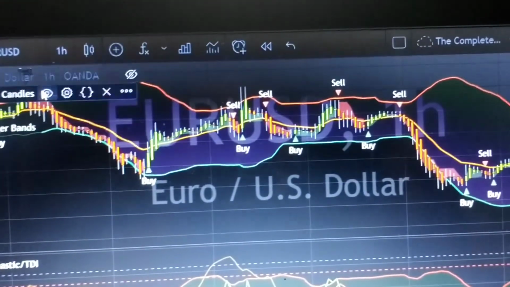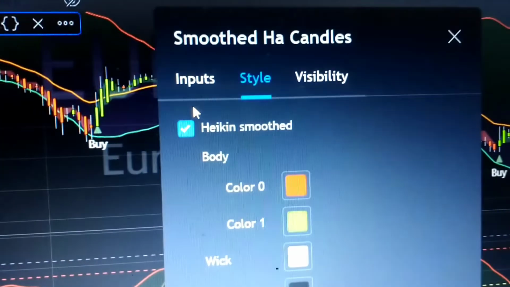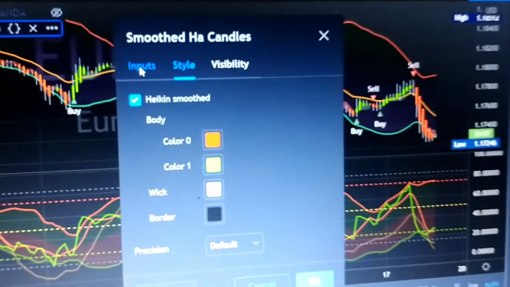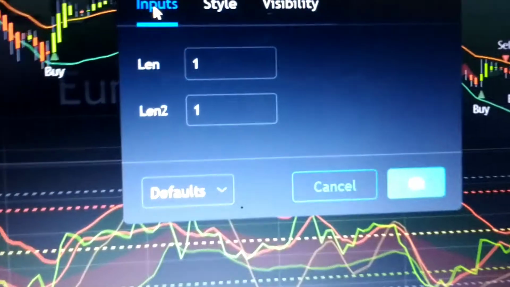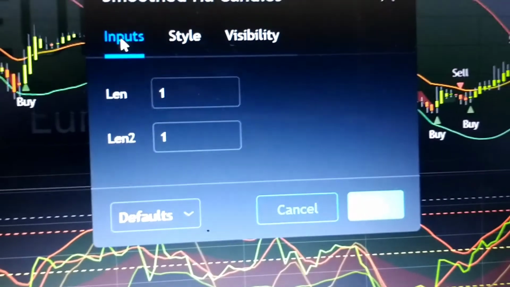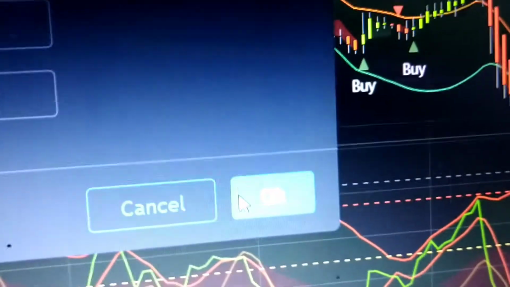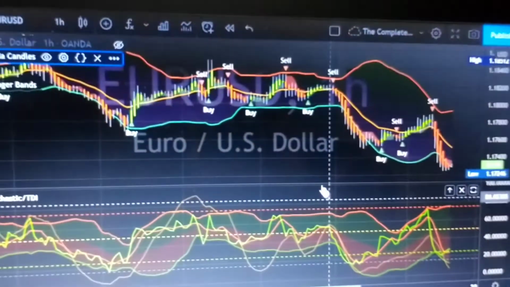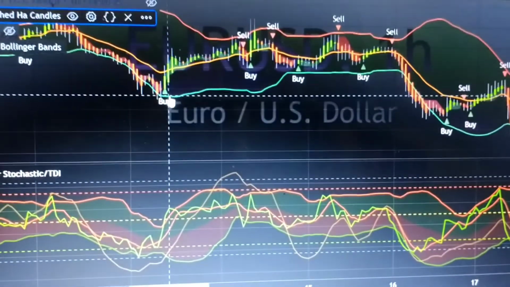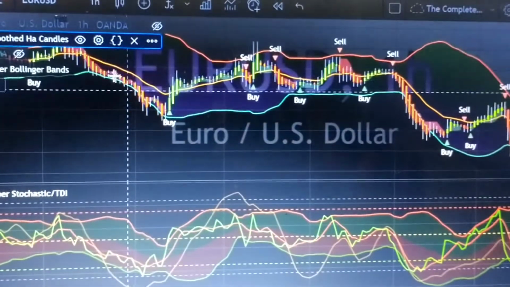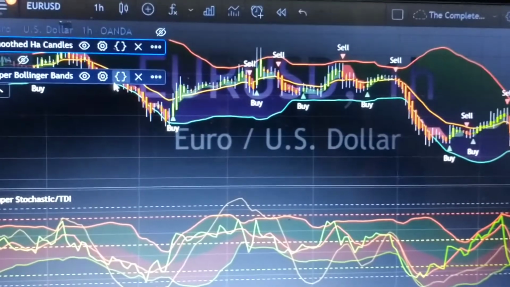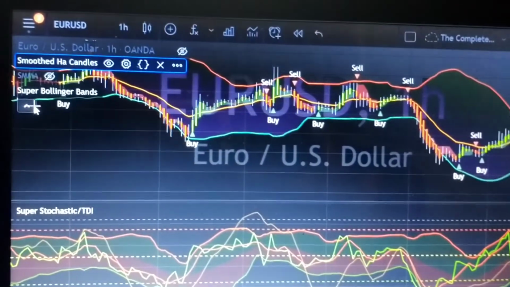The settings for that are 1 and 1. You just come over here, hit OK, and it makes the candles look a lot smoother. And if you know Heikin Ashi candles, you know which candles are real, which ones are fake, the fake-outs, all that stuff.